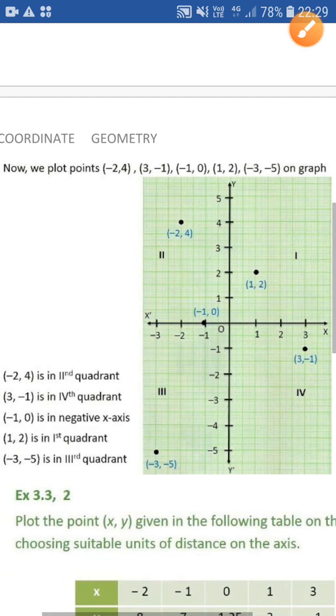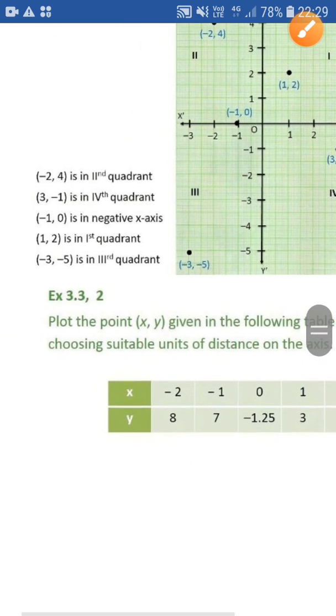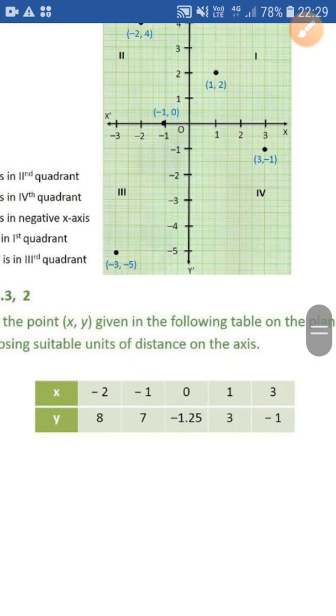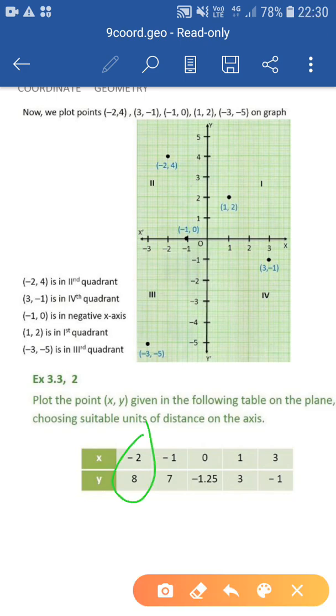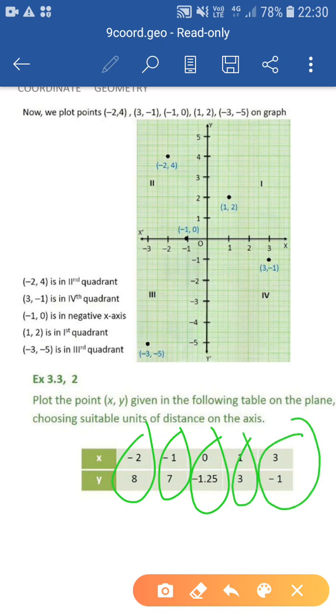Now the second question is: plot the points (x, y) given in the following table on the plane, choosing suitable units of distance on the axis. So we have these points to plot: (-2, 8), then (-1, 7), (0, -1.25), then (1, 3) and (3, -1). You have to plot these points. So how do we do this?